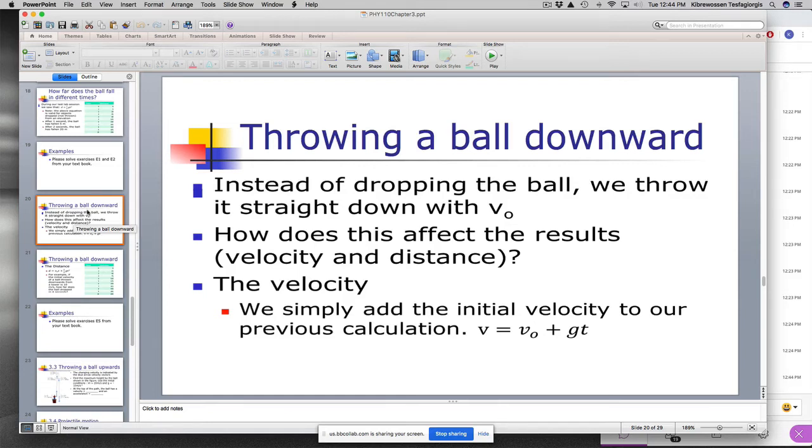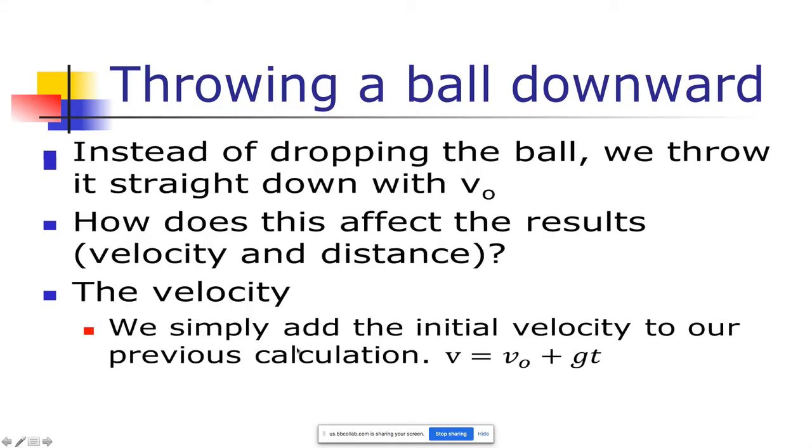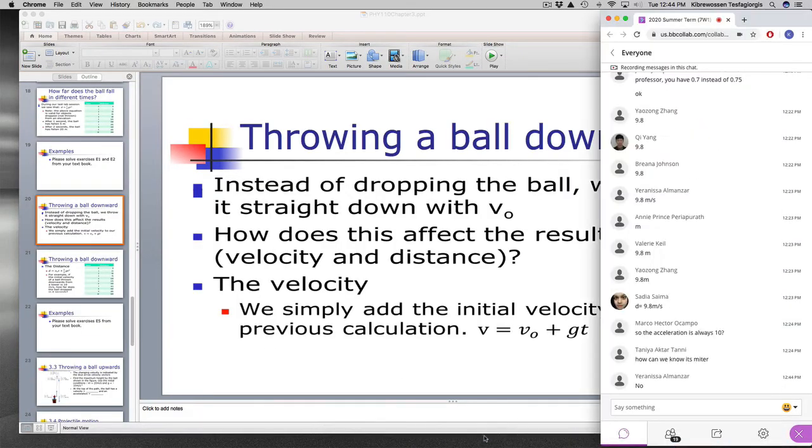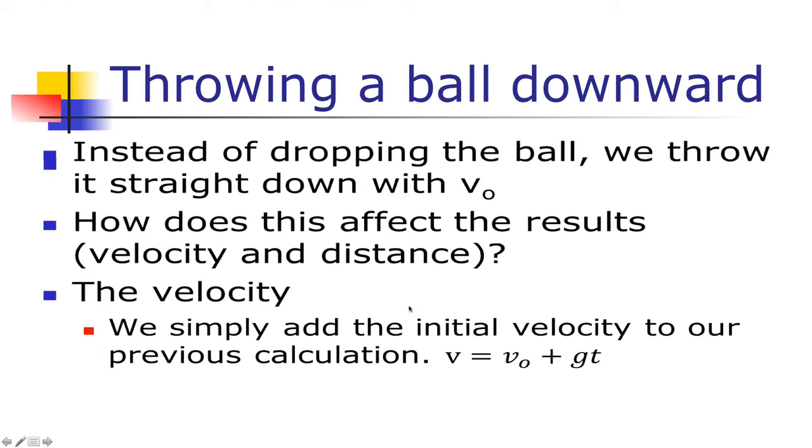Then we solved those examples, and now we're going to see more. The first scenario that we looked at was dropping an object, right? When it's dropped, its initial velocity is just 0. Now, what if the object is thrown in the downward direction? What's going to happen?